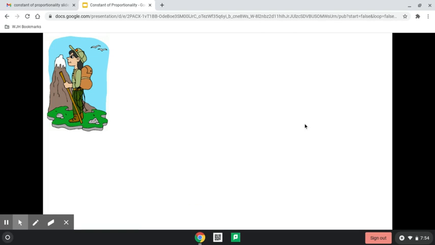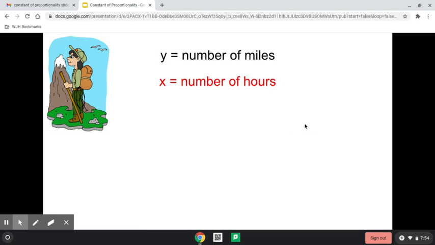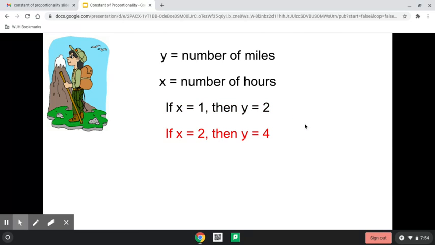Now here's a new way to think about the same math. We can use variables. Y is the number of miles, and X is the number of hours. Let's look at those same statements from before, but with variables. If Jenny walks 1 hour, then she'll go 2 miles. If she walks 2 hours, she'll go 4 miles. And if she walks 40 hours, she will go 80 miles.